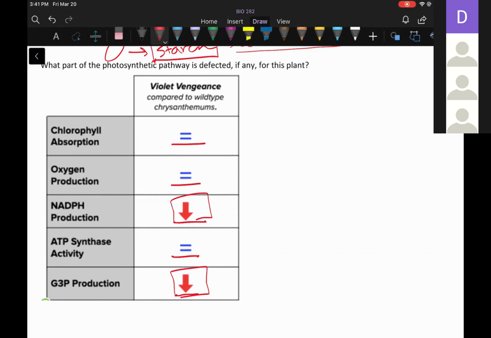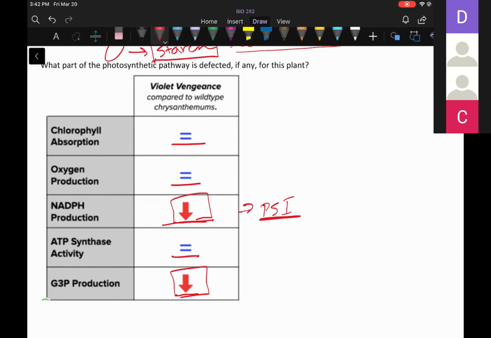And where do we get the NADPH that we need for the Calvin cycle? The electron transport chain. So what part specifically of the electron transport chain for photosynthesis? Photosystem 1. So this happens at photosystem 1, right? So if we have a decrease in NADPH production, we know that there's something wrong with photosystem 1.